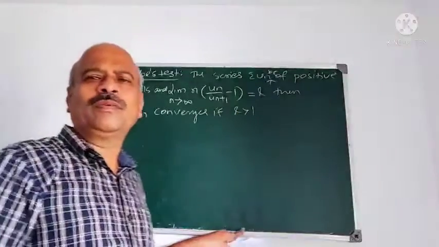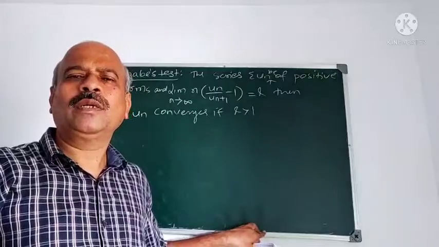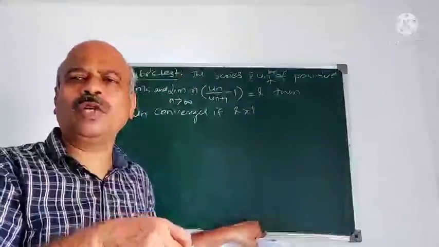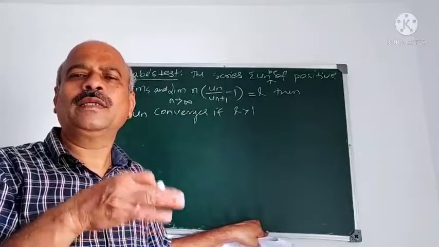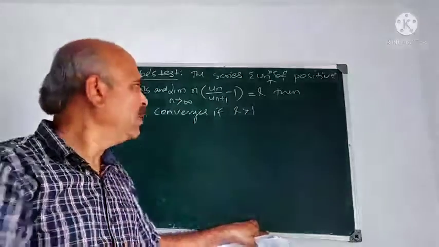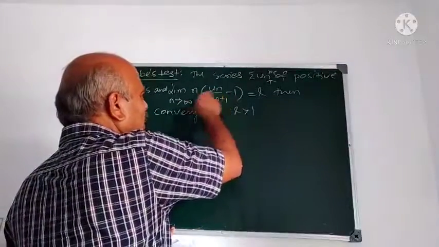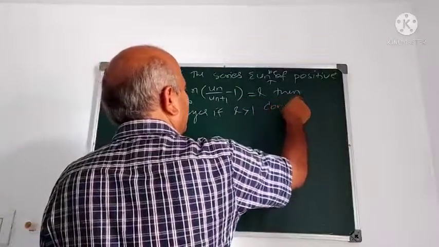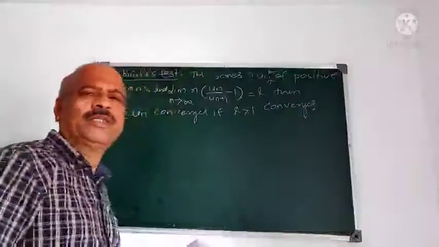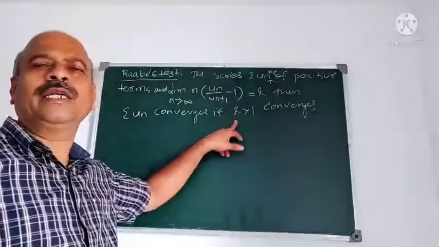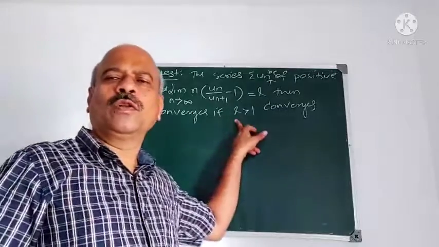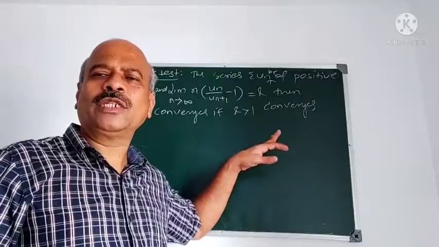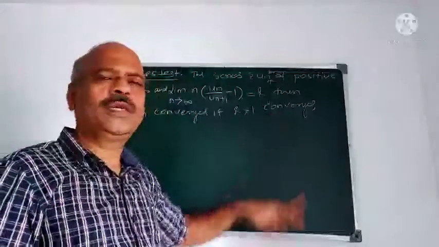This is important. In case of D'Alembert's ratio test, what happens? D'Alembert's ratio test is limit un plus 1 upon un. We have taken un plus 1 upon un. If it is L, then the series converges if L less than 1. But here, it is un upon un plus 1 minus 1 into n is L, then L greater than 1 converges. You have to remember this because the test is important here. This is a different test and it is useful when D'Alembert's ratio test is not applicable. Suppose D'Alembert's ratio test fails, then you can use Raabe's test.